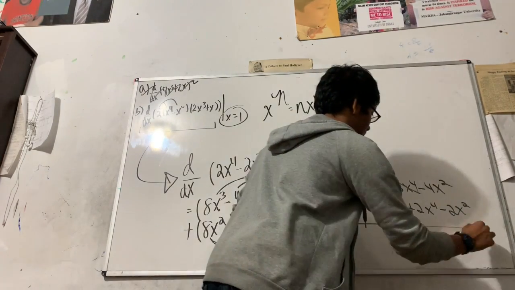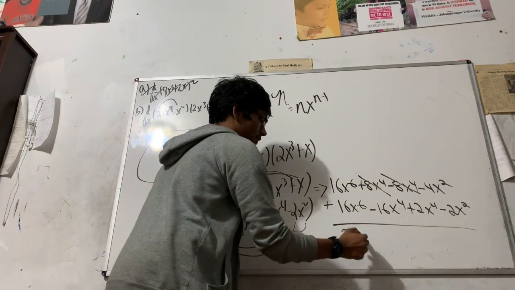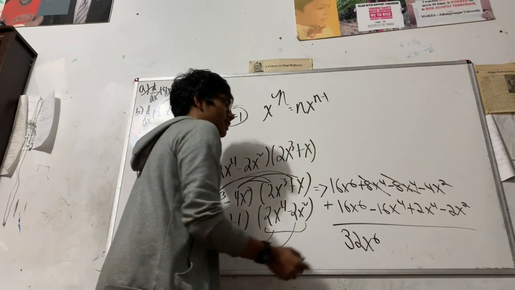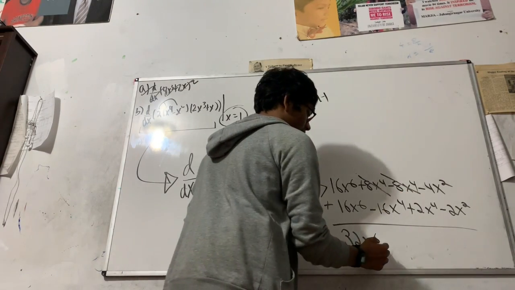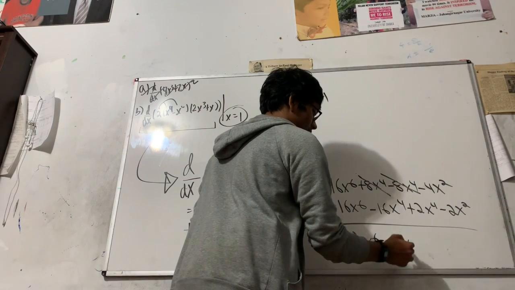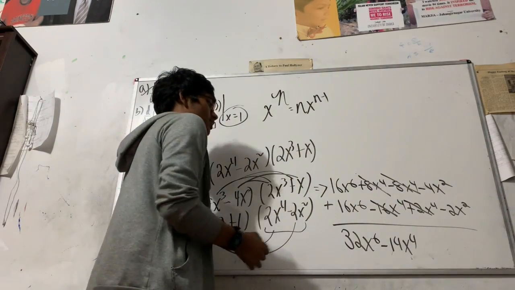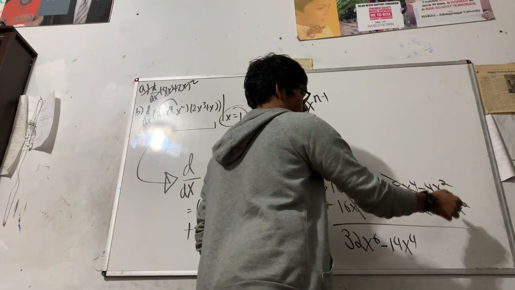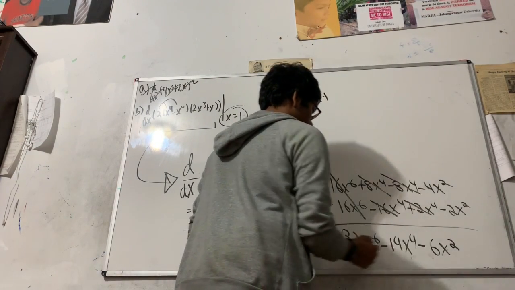So let's go ahead and add up these like terms, right? 16 plus 16, that's going to give us a 32x to the 6th. Minus 16x to the 4th plus 2x to the 4th is going to give us a minus 14x to the 4th. So we're done with those two pairs. And now we're left with minus 4 and minus 2, which becomes minus 6x squared.